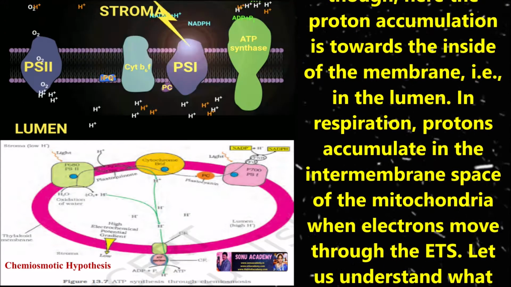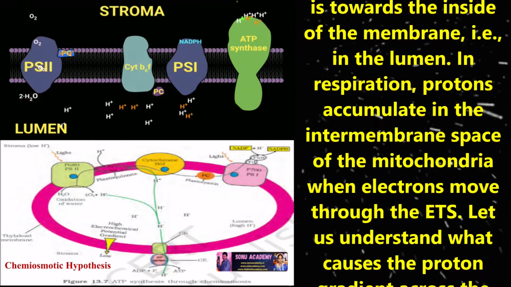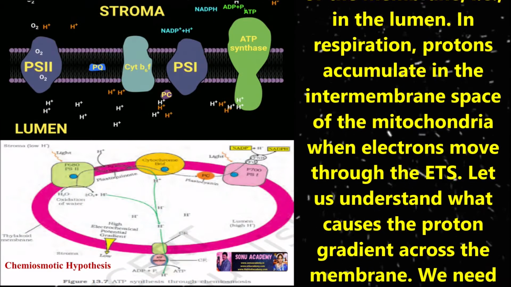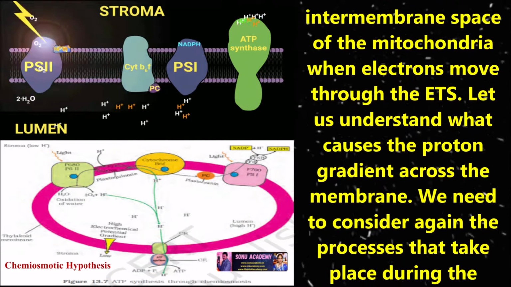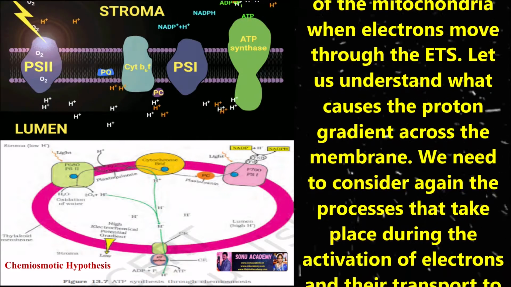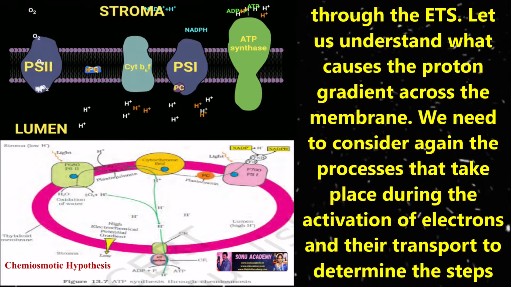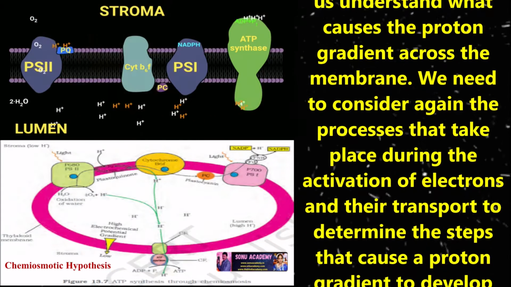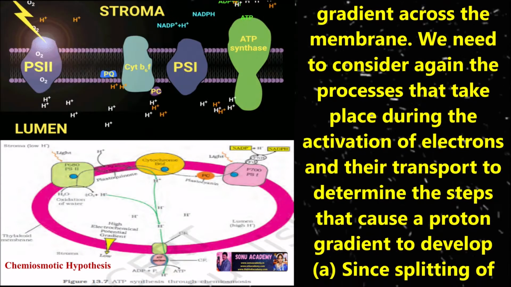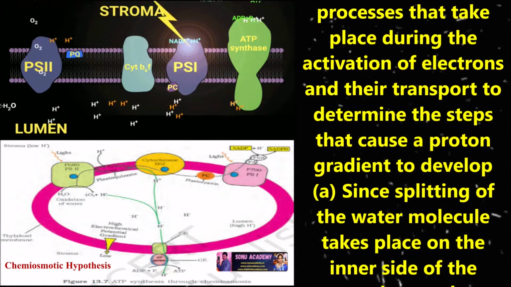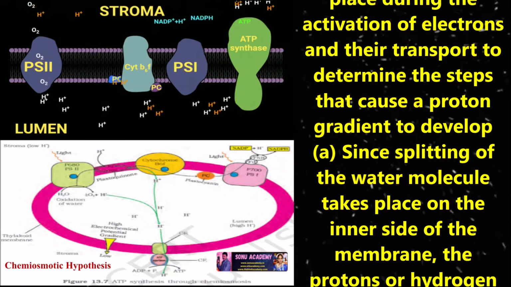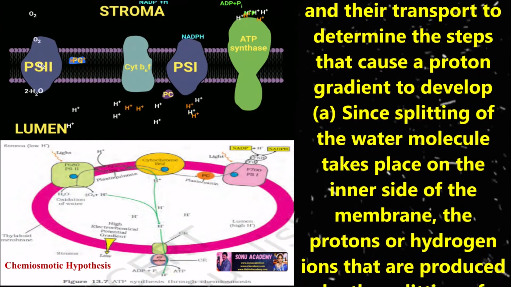Let us understand what causes the proton gradient across the membrane. We need to consider again the processes that take place during the activation of electrons and their transport to determine the steps that cause a proton gradient. Since splitting of water molecules takes place on the inner side of the membrane, the protons or hydrogen ions that are produced by the splitting of water accumulate within the lumen of the thylakoids.